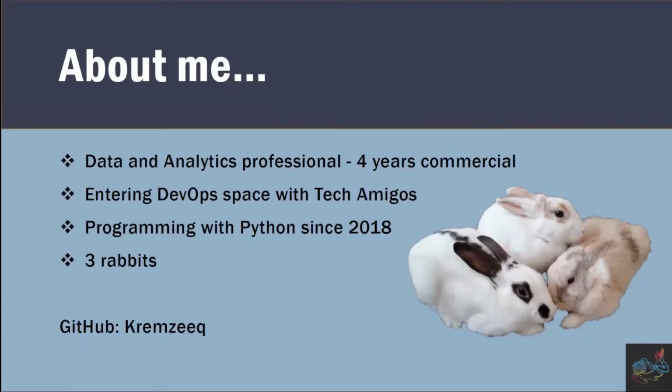Okay, so Oscar's covered some of this. So I'm a data and analytics professional with 4 years commercial experience, and I'm now entering a kind of DevOps space. So my previous roles as a data engineer and analyst with Signal in Brighton. So I've been programming with Python since 2018, and I have 3 rabbits. This is just a little family of rabbits adopted before lockdown in February.